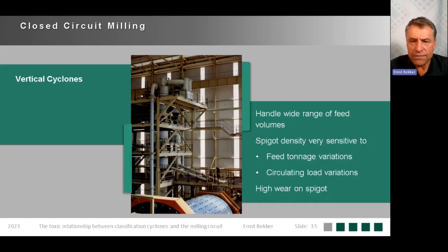Vertical cyclones. Cyclones can be installed in a vertical position, but if you have a lot of feed tonnage or a lot of pressure impacting on the spigot, because the whole cyclone is full of liquid, you need to make your spigot diameter as small as possible. That makes it very difficult if you've got fluctuating circulating loads, because there's not enough room in the spigot to accommodate the fluctuating tonnages that are being generated.